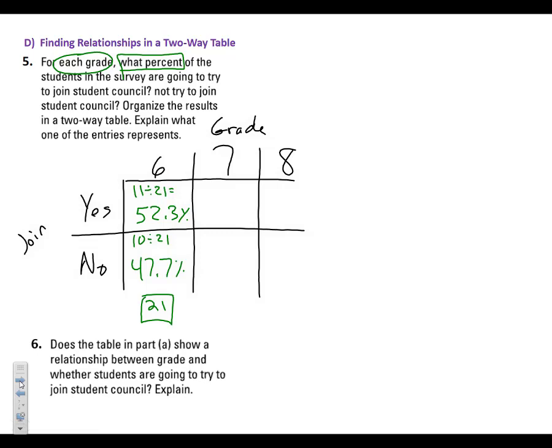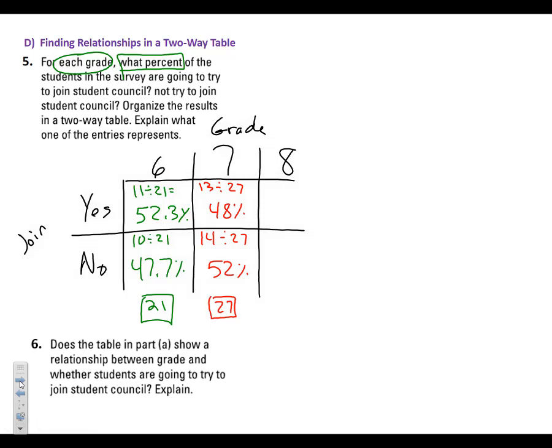When we go to the seventh graders, we know that 13 of them said they were going to try to join out of the 27 that were surveyed. So 13 divided by 27, and you would end up with 48% said they were going to try to join. And then 14 of the 27 said they were not going to try to join, and that is 52%. All right. And then, of course, there were 27 seventh graders that were surveyed.